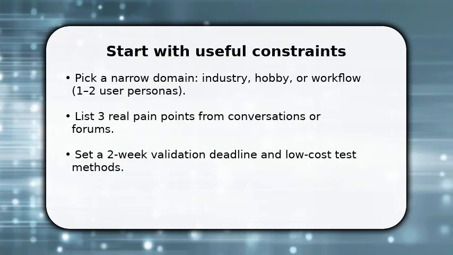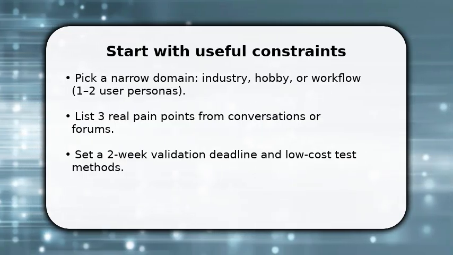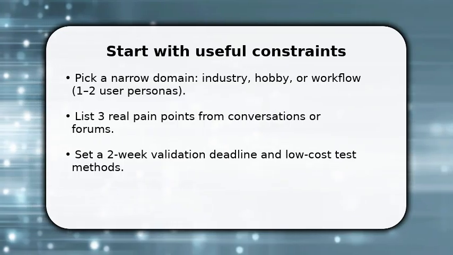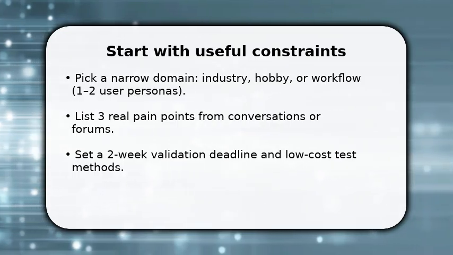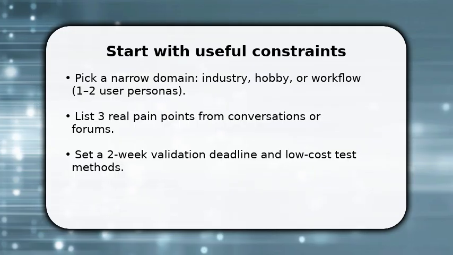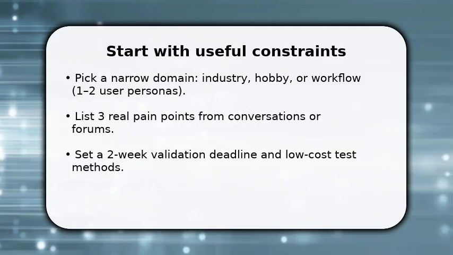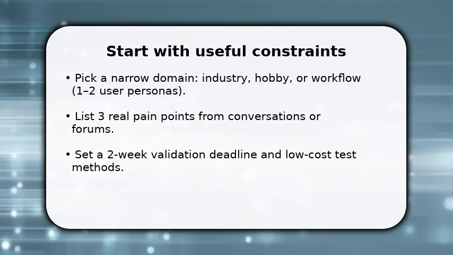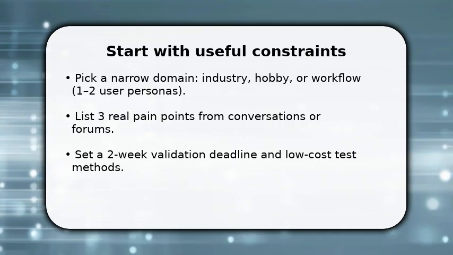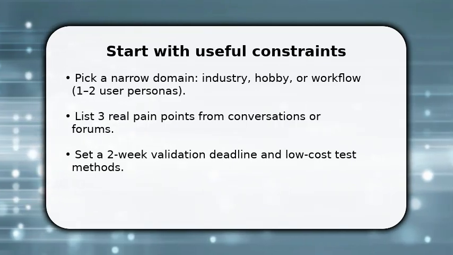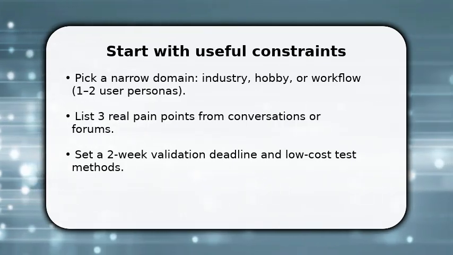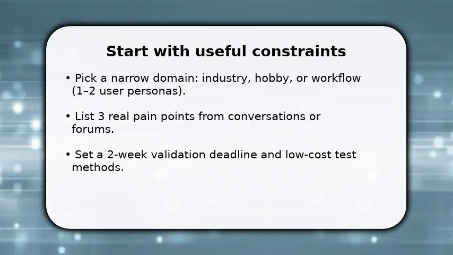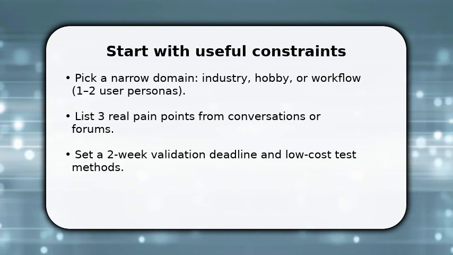You begin by choosing a constrained space where you can win. Narrow domain beats vague ambition. Once chosen, talk to 5 real users or read 20 targeted forum threads to extract 3 recurring pain points. Then commit to a 2-week validation sprint with cheap tests, landing page, description, or simple prototype. This immediate focus forces decisions and reveals whether an idea is worth pursuing. Make sure to record reactions and conversion metrics for the next step.